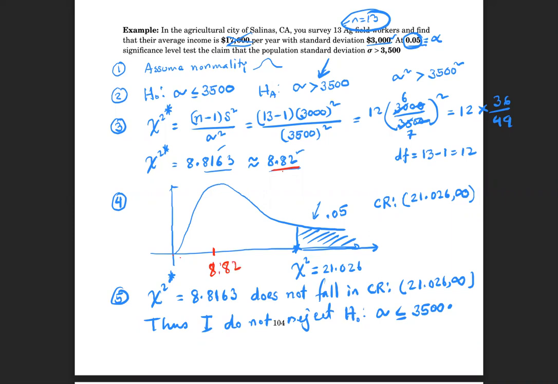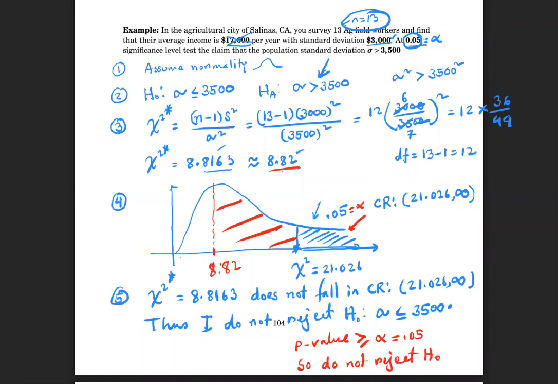8.82. So now technically your p-value is going to be all this shaded region plus this red shaded region, which is bigger than alpha, right? Which is bigger than the blue shaded region. So p-value is greater than or equal to alpha, which is 0.05. So do not reject the null hypothesis H naught. And that's what should be your answer or conclusion rather.